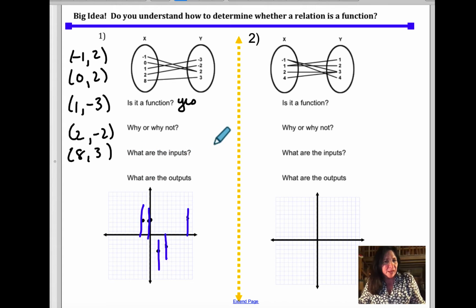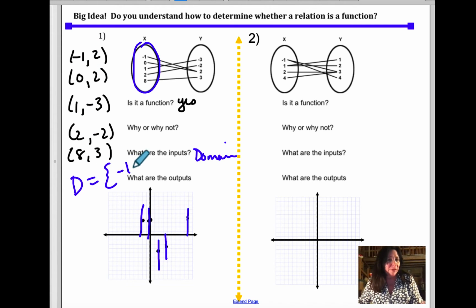What are the inputs? The inputs are our domain. In this case, our domain is all of these x values. If you see any repeated x values, you would know that it's not a function. The domain would be -1, 0, 1, 2, and 8. So you would write domain equals, and then you would put the values in all the way to the end.